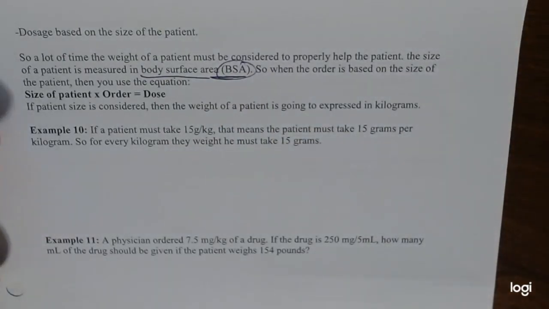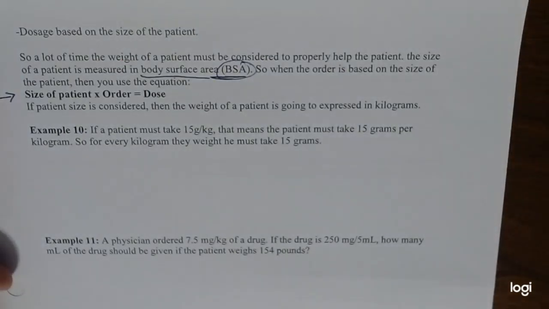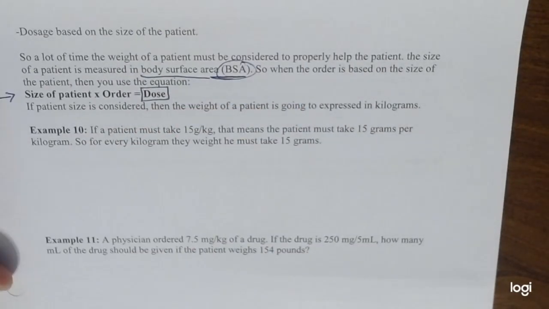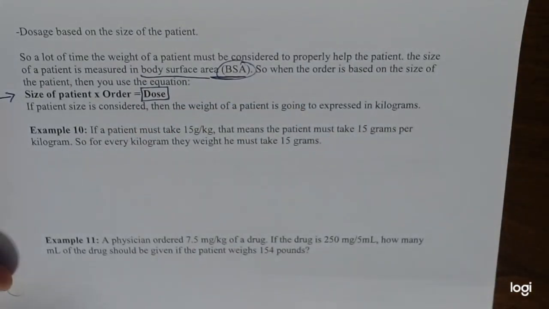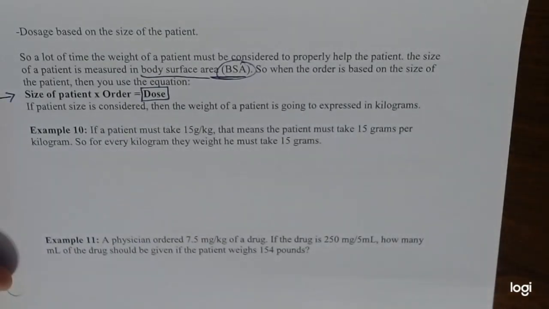Now, this is going to be the most important equation: the size of the patient times the order will always give you the dosage which you're actually going to be administering. The size of the patient will be the BSA. The order will be given to you, what the doctor actually orders. Once you multiply them, that gives you the dosage you're going to give the patient. That's the most important thing.